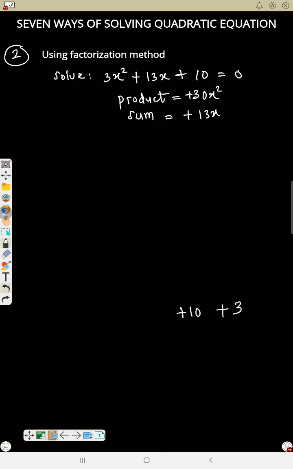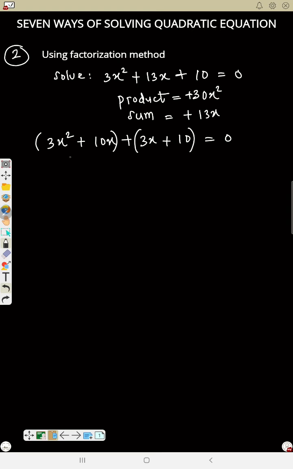So write the middle number now. Replace it with plus 10 and plus 3, but add s to the number. So that means we'll have 3s squared plus 10s plus 3s plus 10 is equals to 0. So you bracket two, two. Now what is common in this bracket? s is common. So we have s, 3s plus 10, then plus 1 is common here. So we have 3s plus 10 is equals to 0.